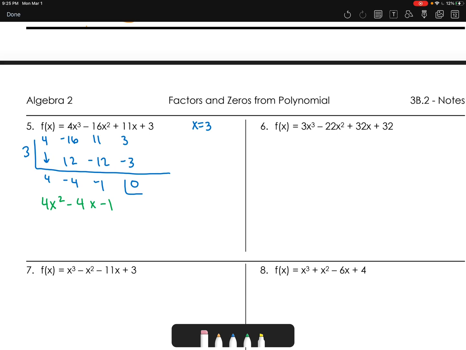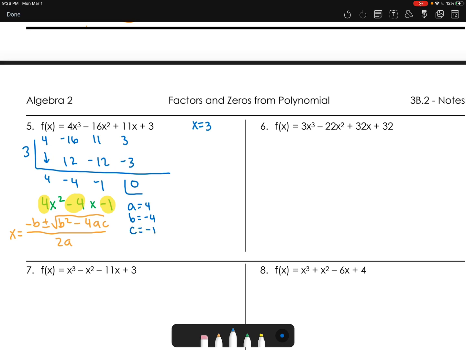So if you can't factor and a is greater than 1 like this, I would recommend just using the quadratic formula. And if we remember, our best friend, quadratic formula, x equals negative b plus or minus the square root of b squared minus 4ac all over 2a. Okay, so I need to look at my equation and identify a, b, and c. So I have a is 4, b is negative 4, c is negative 1.